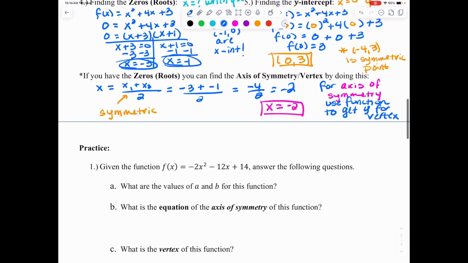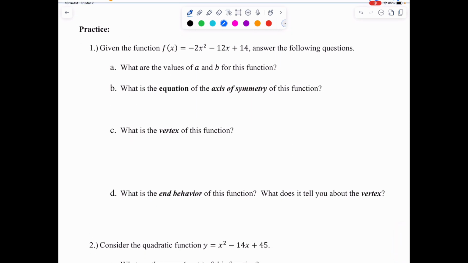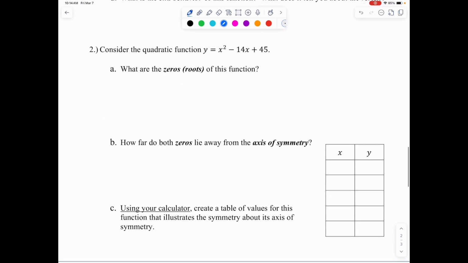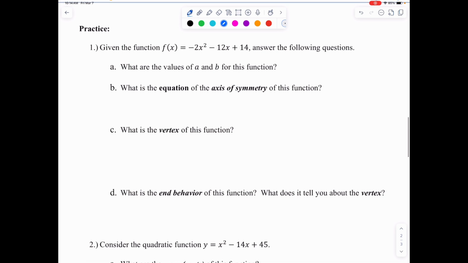So what I'd like you to do now is take all that information that we just discussed together and try the practice questions. I want you to try question 1 and question 2. And then when you're done, you can resume the video to go over your answers. So at this time, please pause the video and try the 2 practice questions, then resume when you are done.